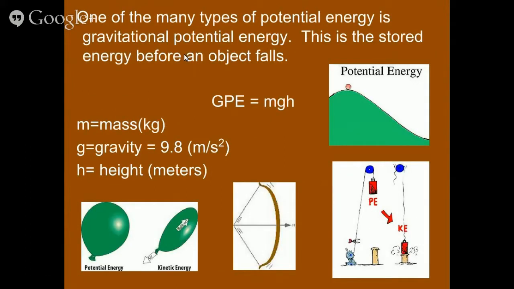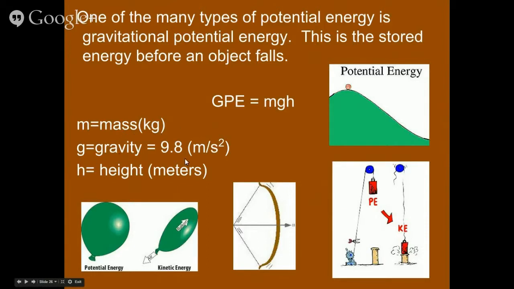The one type of potential energy we're going to be discussing is gravitational potential energy. It's the only type we'll be using mathematical formulas for. This is stored energy before an object falls. Gravitational potential energy is shortened as GPE. This is the formula to calculate GPE. GPE equals mgh, where m once again stands for mass in kilograms.